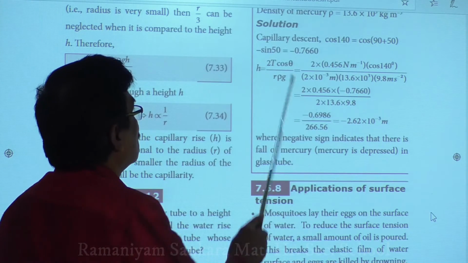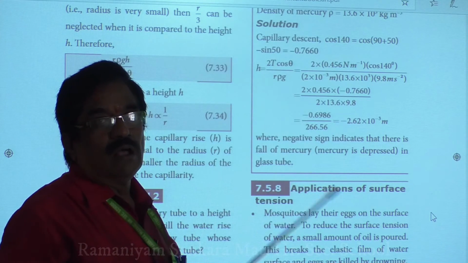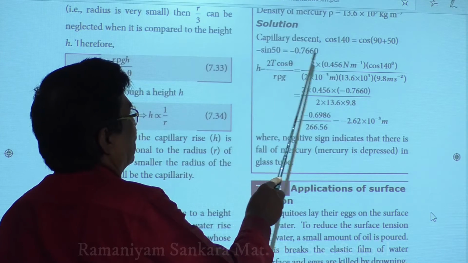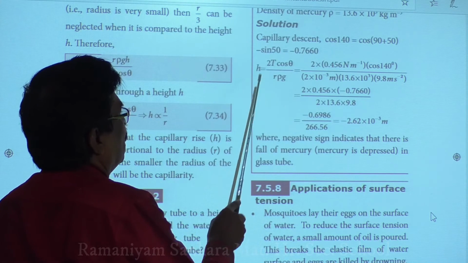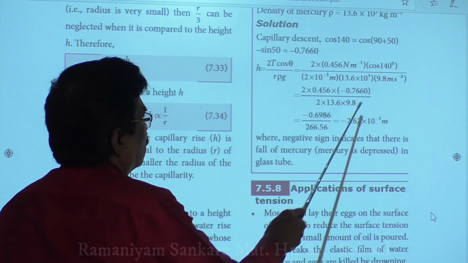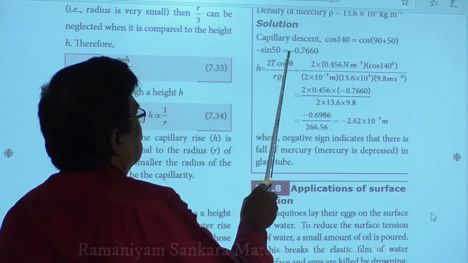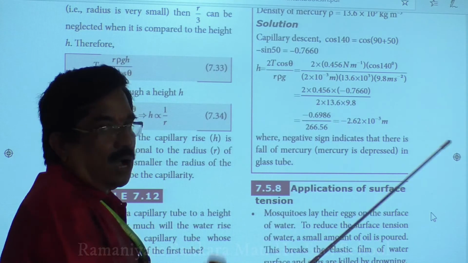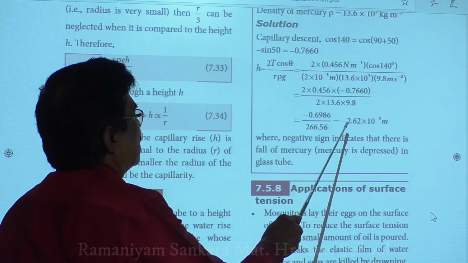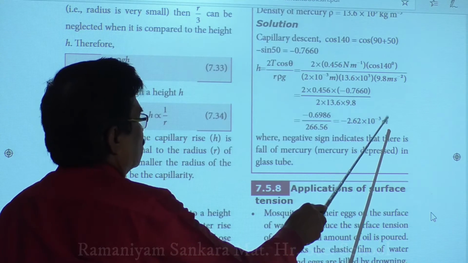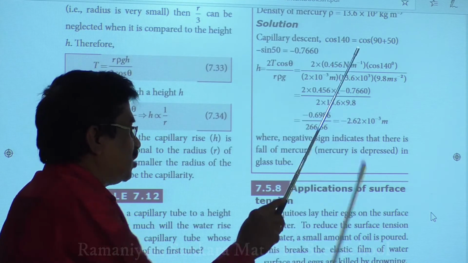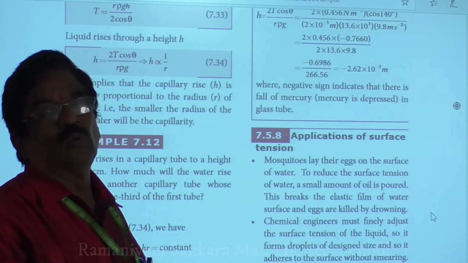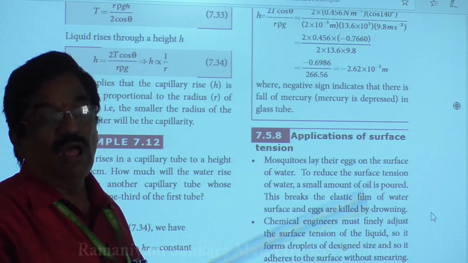Okay, it's all mathematics. Then you go to the natural sine table. The value of sin 50 is 0.760, so with this minus sign. Now substitute the values into 2T cos theta by r rho g. Remember the cos 40 value, made ready. Substitute, and by ordinary calculation or log calculation you get the answer, minus 2.62 into 10 power minus 3 meter. The negative sign indicates it is dipped, the mercury is dipped down. Another meaning is fall.